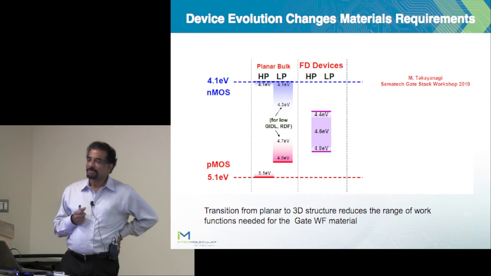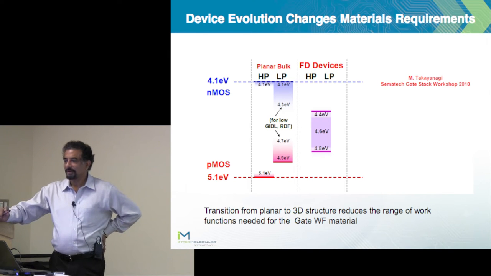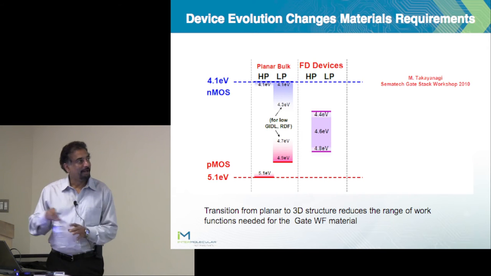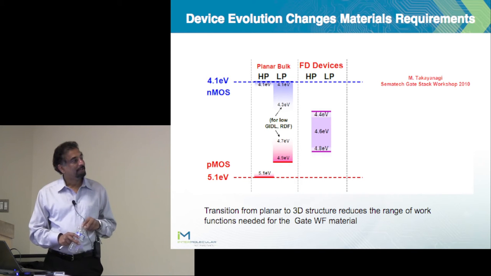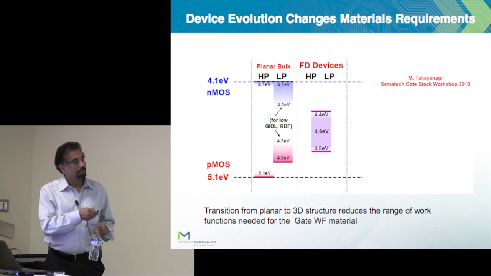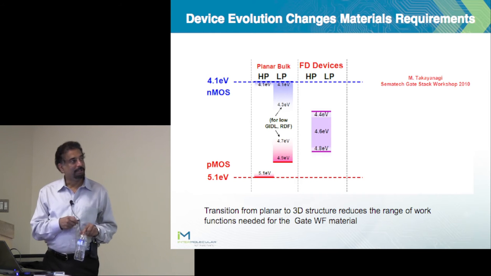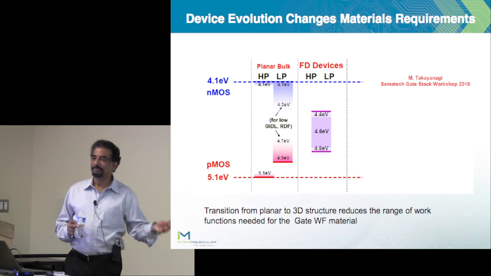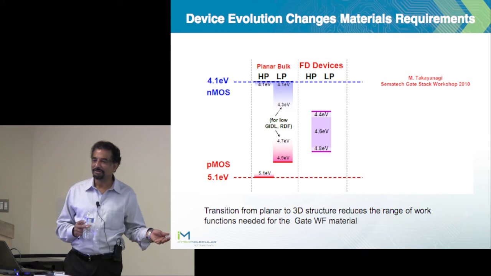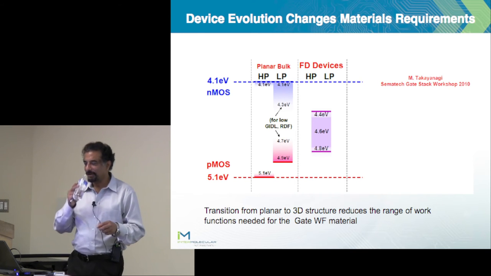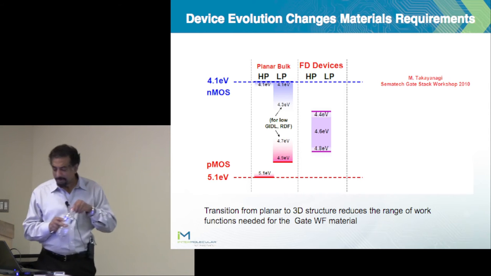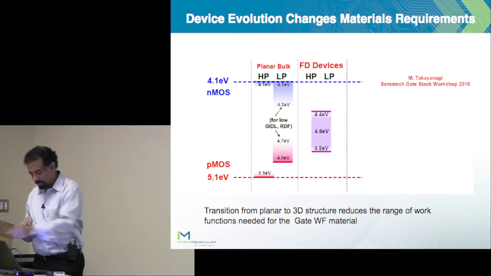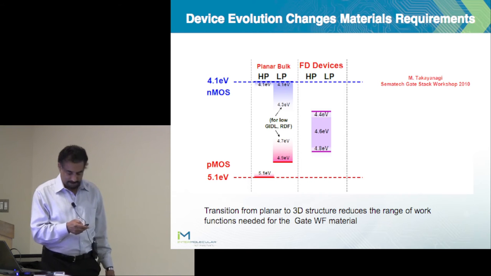Now fortunately, life sometimes gives you a lot of breaks. When we go from planar bulk to 3D devices, the requirement for the work function actually decreases. We need a smaller range. It ranges from 4.4 to 4.8. So in some sense, at the planar side you've discovered all the work functions that you need, and then when you come back to the FinFET, you find it's not as bad as you feared. So that's good.